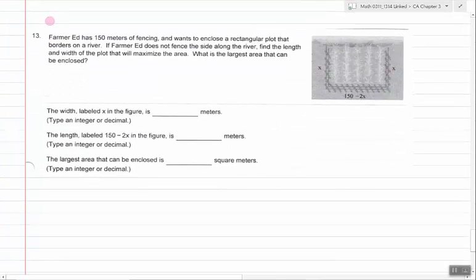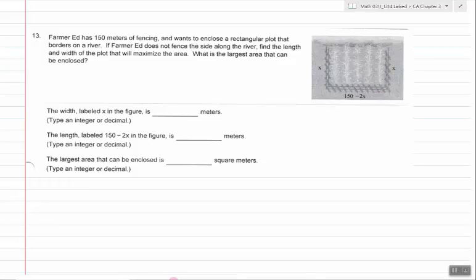Let's look at number 13. This is quite a long video. This says, Farmer Ed has 150 meters of fencing and wants to enclose a rectangular plot that borders a river. That means that he only has 3 sides that he needs to fence. He does not fence the side along the river. Find the length and width of the plot that will maximize the area.